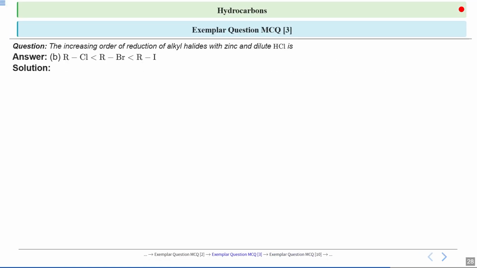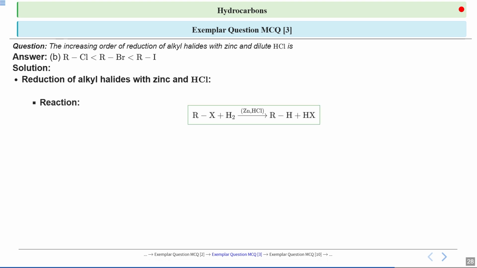The correct answer is B. And now let us have a look at the solution. Let us begin by understanding the reduction process of alkyl halides with zinc and HCl. This reaction is crucial because it helps us convert alkyl halides into alkanes, which are simpler hydrocarbons. Remember, the goal here is to replace the halogen atom with hydrogen, right?